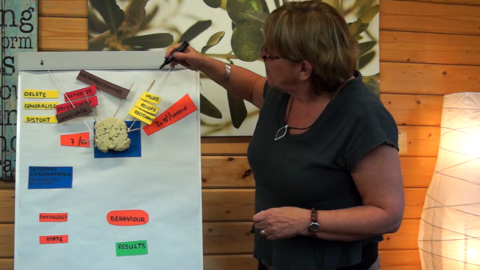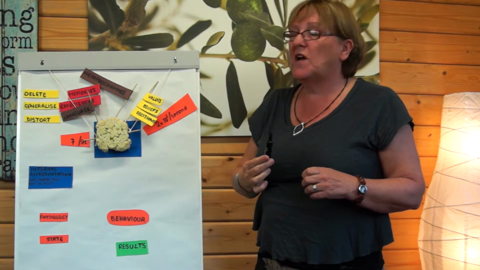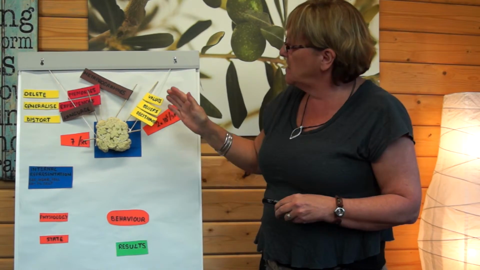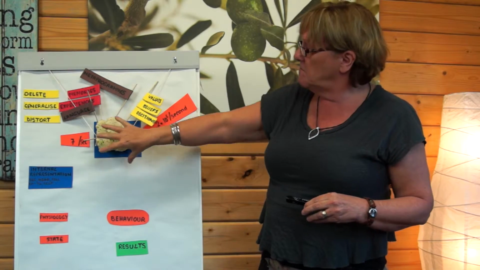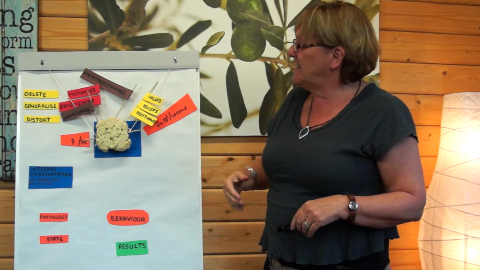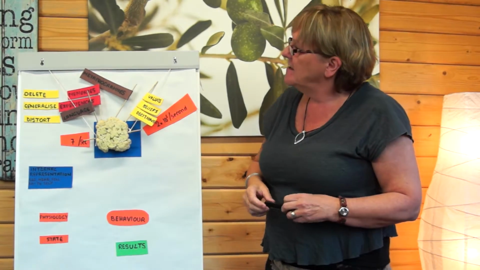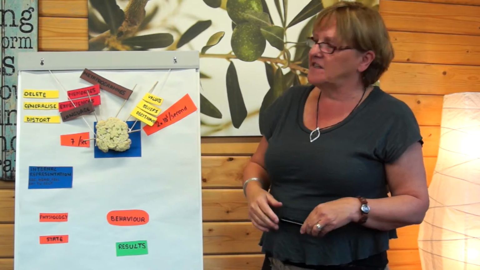So we generalise, delete, distort, and the way that we do this is by using a series of filters. The cauliflower is the brain, by the way. It's a nice visual representation of it. It looks a little bit like some of the brains I used to see when I was a doctor, but we won't go into that any.